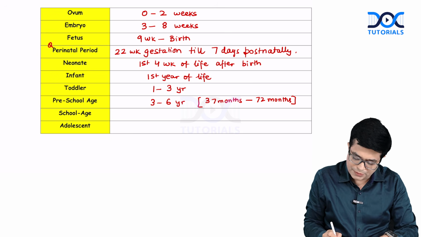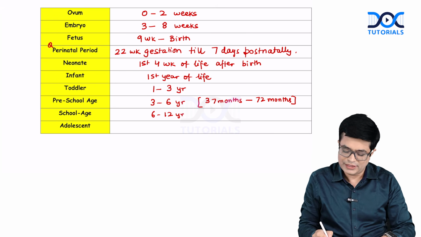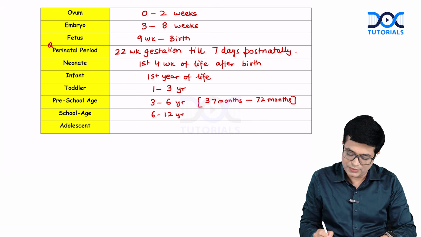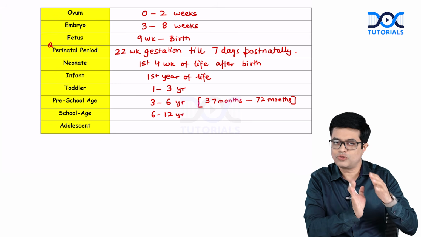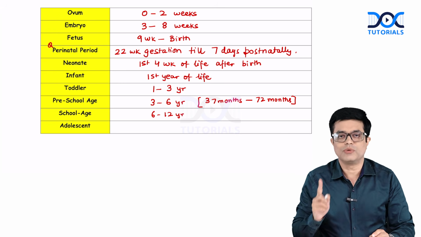So school age child is between 6 to 12 years. Basically, the school age period starts from the 73rd month. Up to 72 completed months, it is preschool age child. Now, school age child is 6 to 12 years.